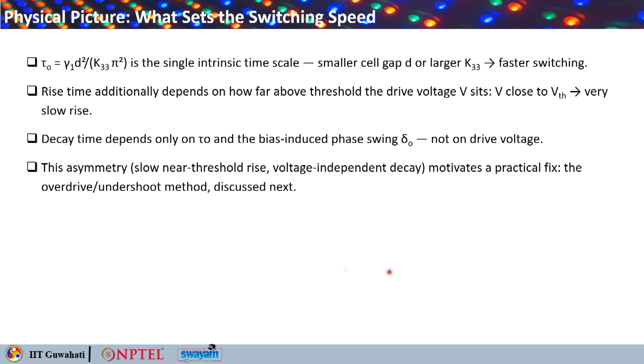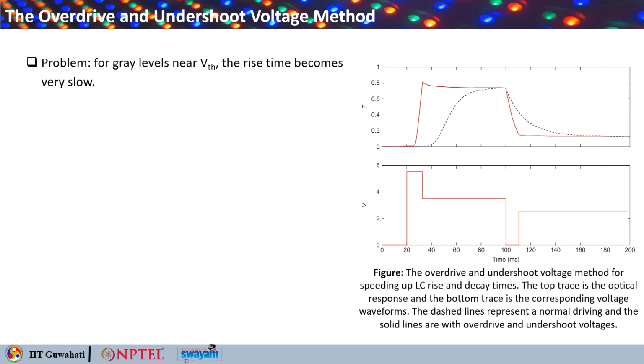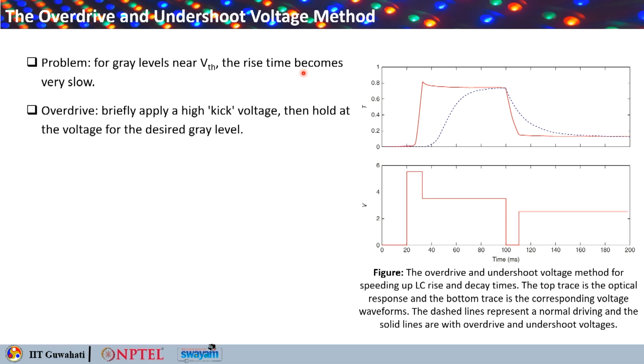This asymmetry is the motivation for the overdrive and undershoot voltage method that we will be discussing. The main purpose is to come up with a clever waveform trick, not a change in the cell physics, that could speed up the perceived response time. So with that, let us discuss this particular issue. We understood the problem is for the gray levels near the threshold voltage, where the rise time is very slow.